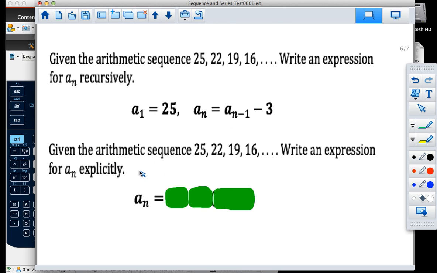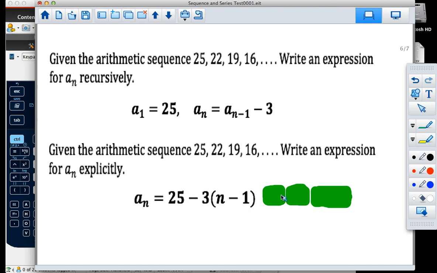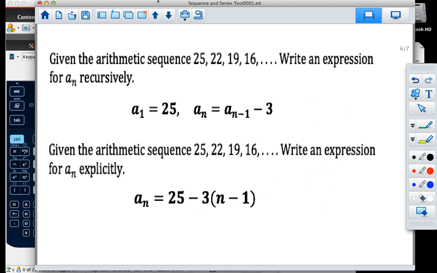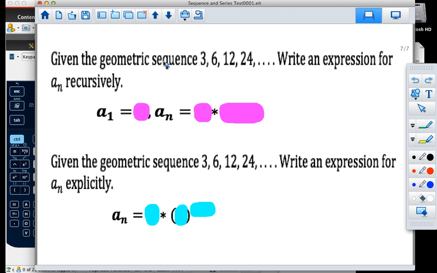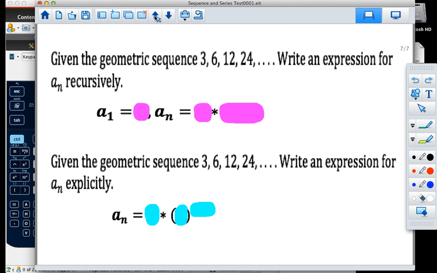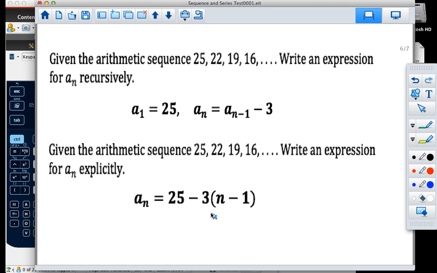Okay, and then we need to write the expression explicitly. So you have your a sub 1 plus your common difference of negative 3 times n minus 1. Okay, so that's just the recursive formula. And then let's look at the next one. Oh, sorry, hold on. So back up here. This is your explicit formula. This is the recursive formula. And notice it tells you here that it is arithmetic, so that's a nice thing.